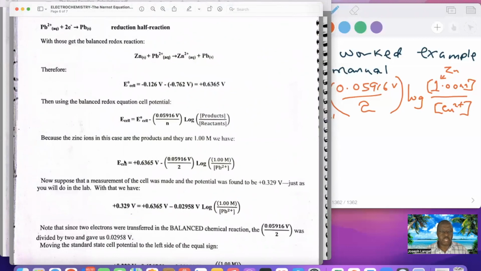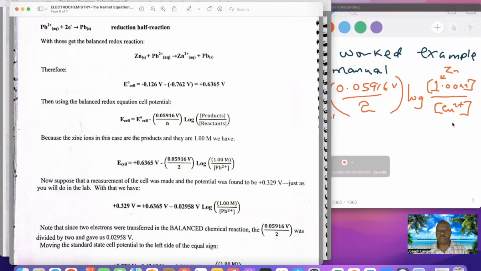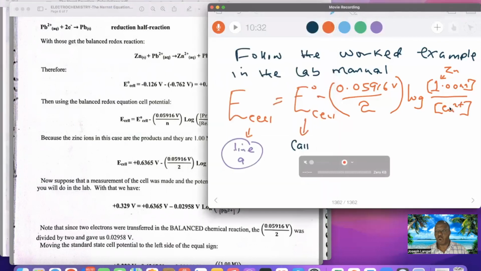So E cell, this is what you will use as line 9. You have to calculate, don't use this value. You have to calculate for zinc and copper, the standard cell potential for zinc and copper, to determine the E cell. 2 electrons. Instead of lead in this worked example, you'll replace with copper.